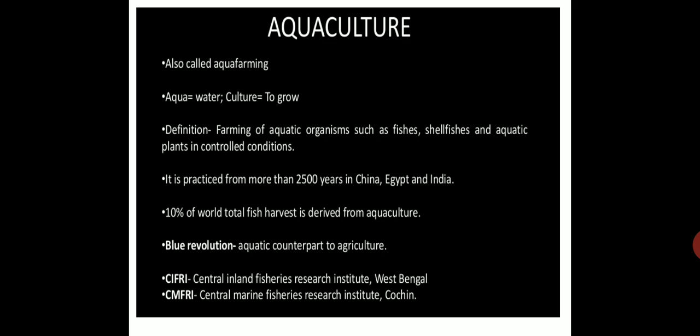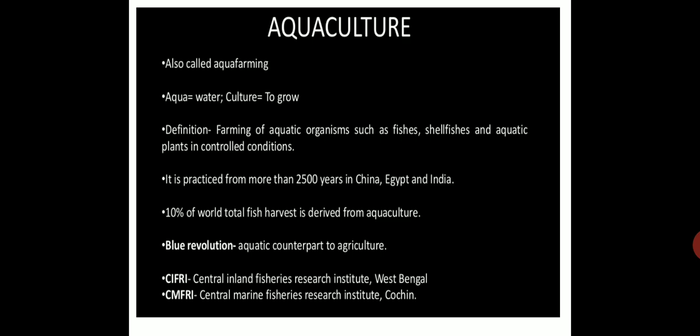So, when you see the definition of aquaculture, it not only includes farming of fishes, but also all the aquatic organisms like shellfishes, ornamental fishes, and other aquatic plants in controlled conditions. It has been practiced for more than 2500 years in China, Egypt and India. 10% of the world's total fish harvest is derived from aquaculture.